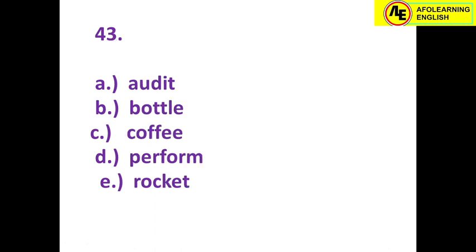Number 43. Option A, we have audit. Primary stress on the first syllable. Bottle, primary stress on the first syllable.